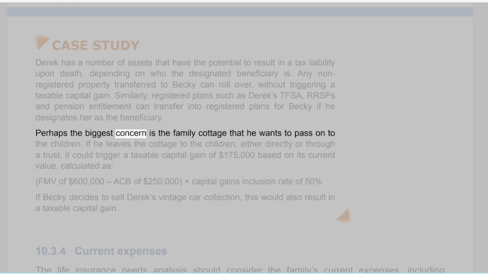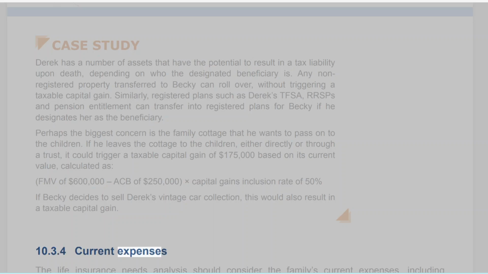Perhaps the biggest concern is the family cottage that he wants to pass on to the children. If he leaves the cottage to the children, either directly or through a trust, it could trigger a taxable capital gain of $175,000 based on its current value, calculated as FMV of $600,000, less ACB of $250,000, times capital gains inclusion rate of 50%. If Becky decides to sell Derek's vintage car collection, this would also result in a taxable capital gain.